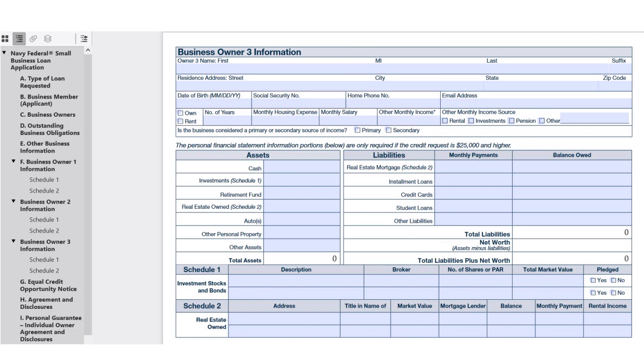If you only have 1, they wouldn't be asking you all these questions. But I'm just trying to show you that normally anybody who owns more than 25% directly or indirectly of the business must fill out this form. Okay, and the form is really meant to give Navy Fed an idea of the liquidity position of the business, but also of the underlying members and the underlying owners. Okay, this is why we're going through all this PFS, personal financial statements.